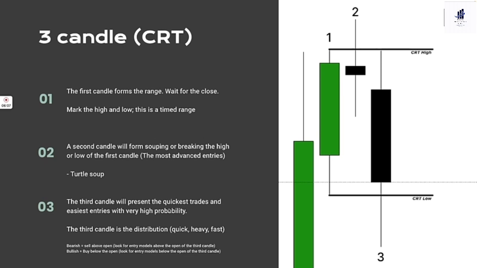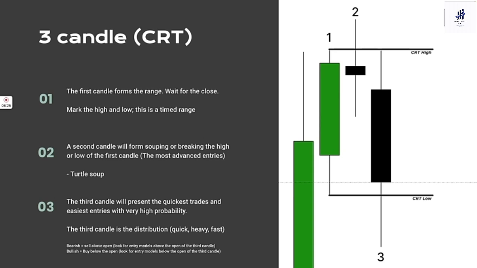On the third candle, we're going to see the quickest and highest probability trades. This is the distribution leg, so this is where the beginners should focus. It's going to be a quick, fast, and heavy price action filled candle.